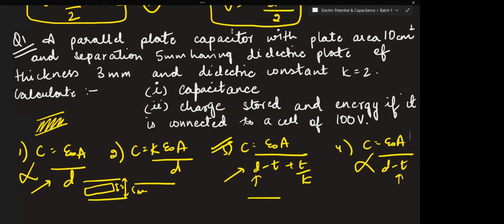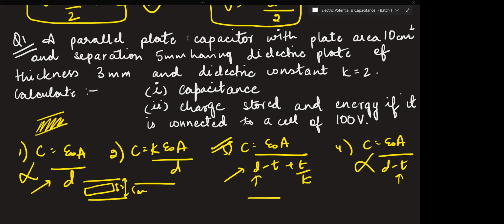Ma'am, what did you say for T? What was it standing for? Small t in the third formula is the thickness of the dielectric slab, and in the fourth formula, it is the thickness of the conducting slab. Since there is no question of a conducting slab here, we are using the third formula, and T stands for thickness. And D is the separation between them.